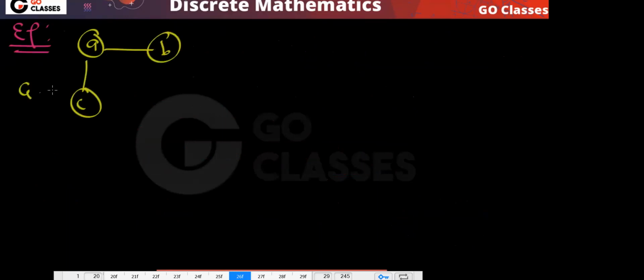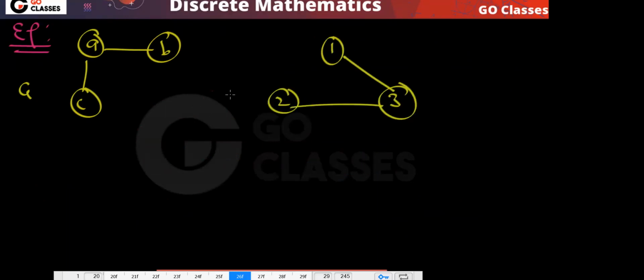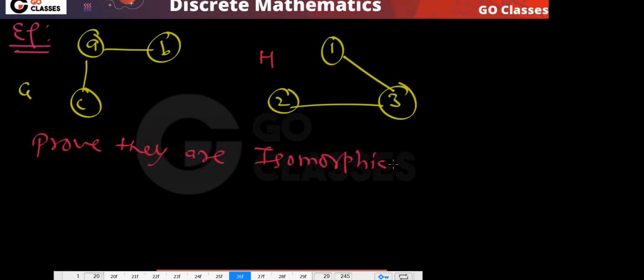So let's understand this by example. For example, A, B, C. This graph, let's call it G. And let me give you another graph: 1, 2, 3. So why are these two graphs isomorphic? What can you say? What is the reason they are isomorphic? Tell me. Prove they are isomorphic. So how will you prove they are isomorphic?